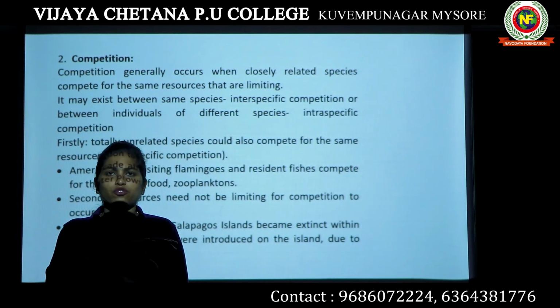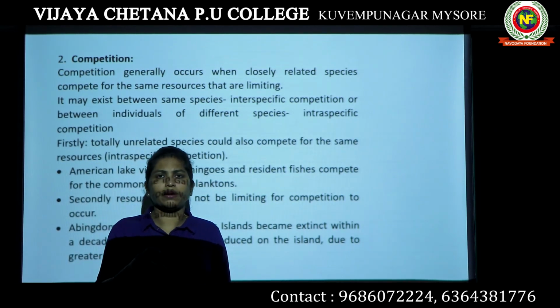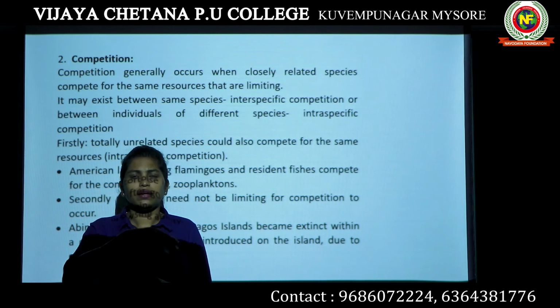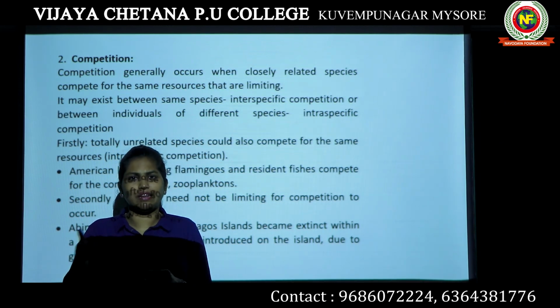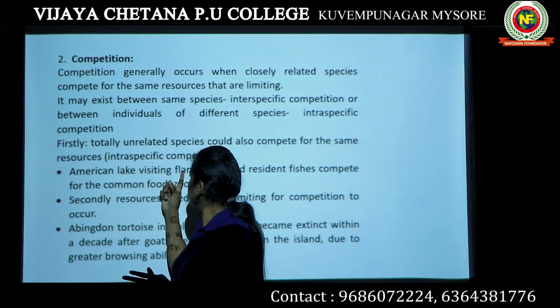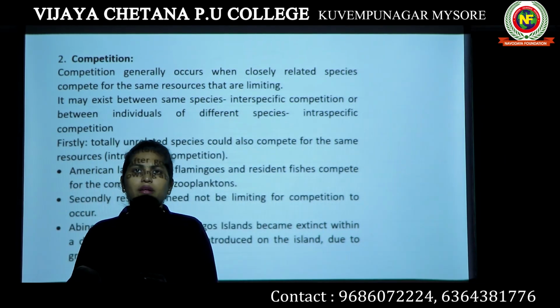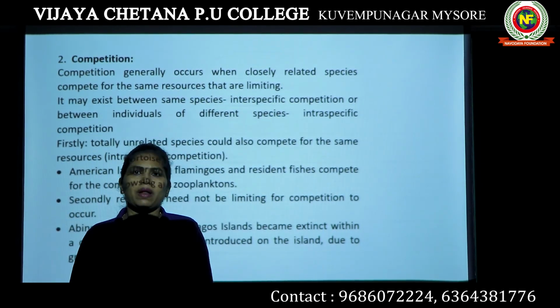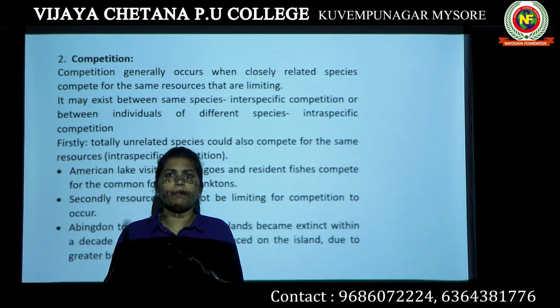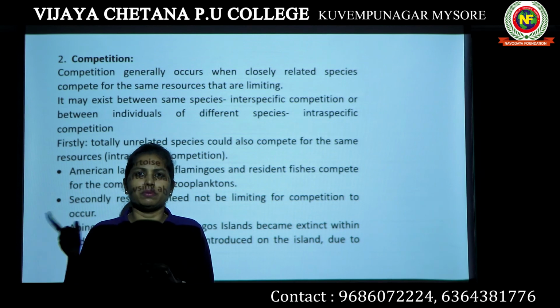Right? There is a lake. There are zooplanktons in that particular lake. These zooplanktons should be eaten by the resident fishes, that means the fishes living in that particular lake itself. However, this bird known as flamingo also comes to this lake and feeds on the same zooplankton. So there is a competition between the resident fish and the flamingo bird.